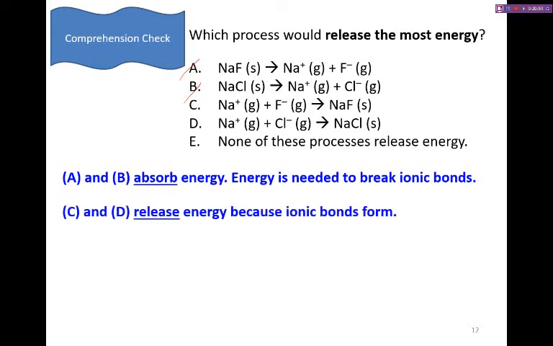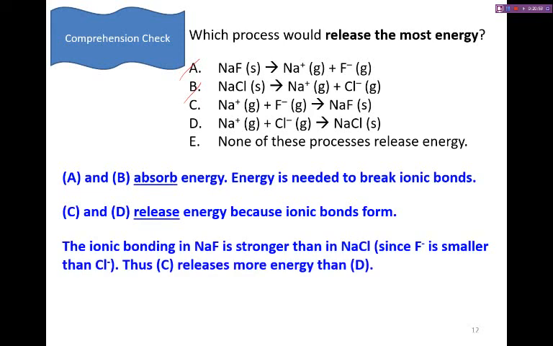C and D release energy because we're forming ionic bonds. And sodium fluoride's ionic bond is stronger than sodium chloride because the fluoride ion is smaller than the chloride ion. Again, when you take a look at their relative location on the periodic table, fluorine is above chlorine, and we know that the size increases as we go down the periodic table.